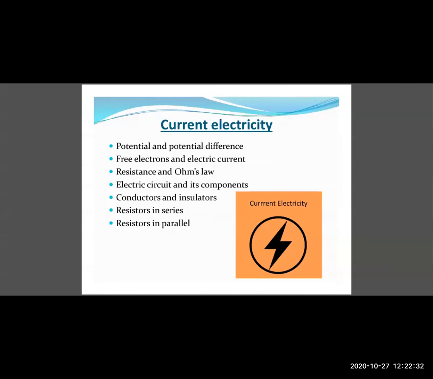Conductors are the ones which conduct electricity, and insulators are the ones which do not conduct electricity. So there we'll be seeing the various examples and the reason for them to be conductors and insulators, right? Then the end part of the chapter will include the concept of connecting resistors in various combinations, right? Here we are going to see the concept of resistors connected in a series combination and also resistors connected in a parallel combination, right?